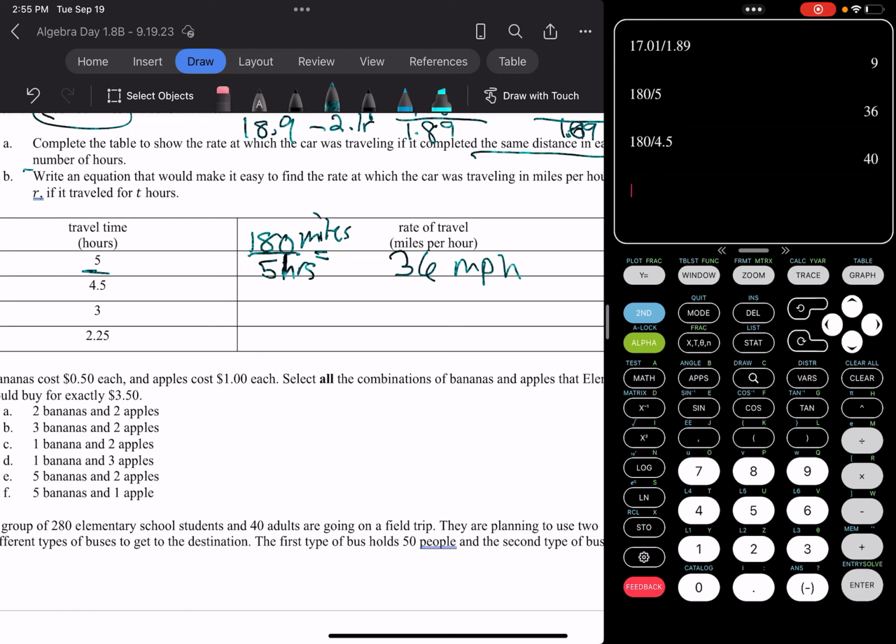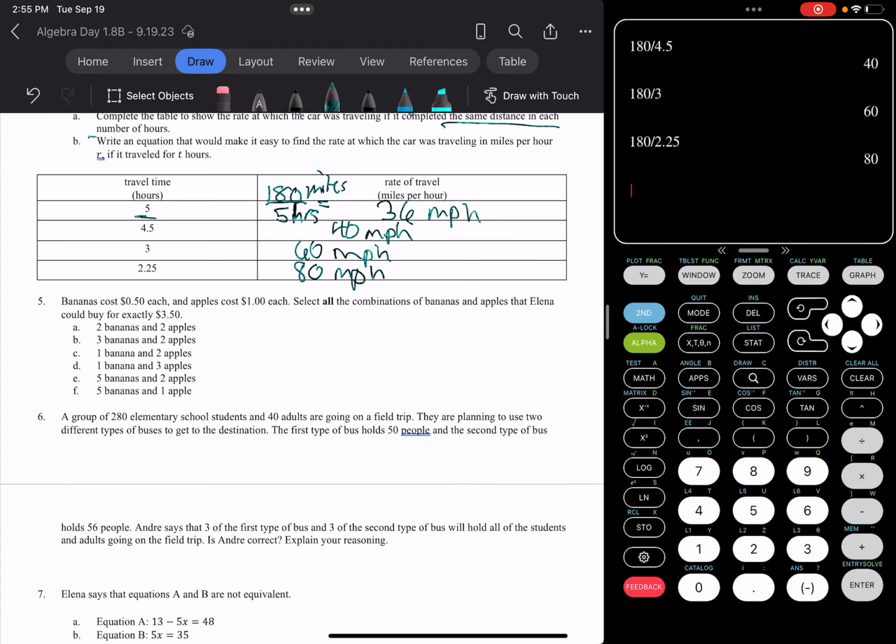So their rate of travel should be greater, and it is. It is 40 miles per hour. It's, again, a good way to check if your answer makes sense. All right, now they're doing 180 miles in 3 hours. So that's 60 miles per hour, and that makes sense because they traveled the same amount in less time, so they're going faster. And then, again, we should see this getting even faster because they did it in 2 hours and 25 minutes, so they are speeding at 80 miles per hour.